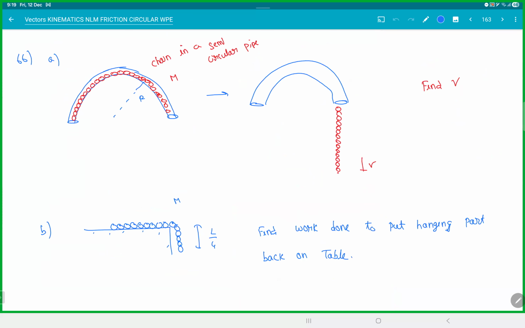Let's get these two. The standard one. We have a semicircular pipe. Inside there is a chain at rest. Someone disturbed it and the chain started coming out. Find the speed when the chain comes out. Then, L by 4 of the chain is hanging on the table. Find the work done to put the hanging part back on the table.